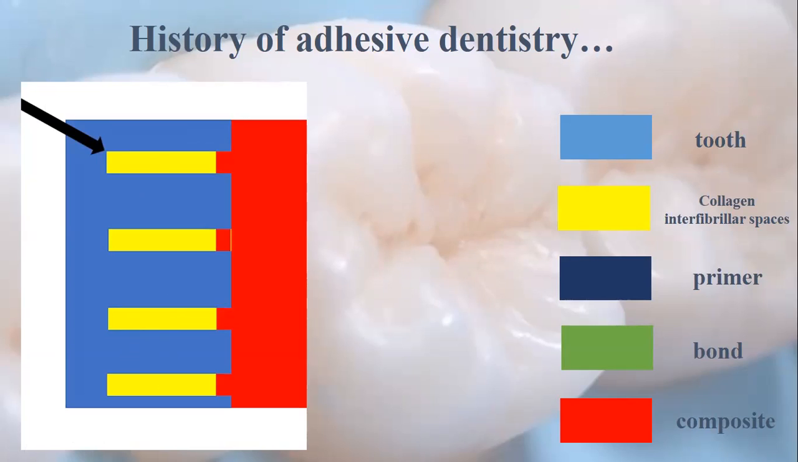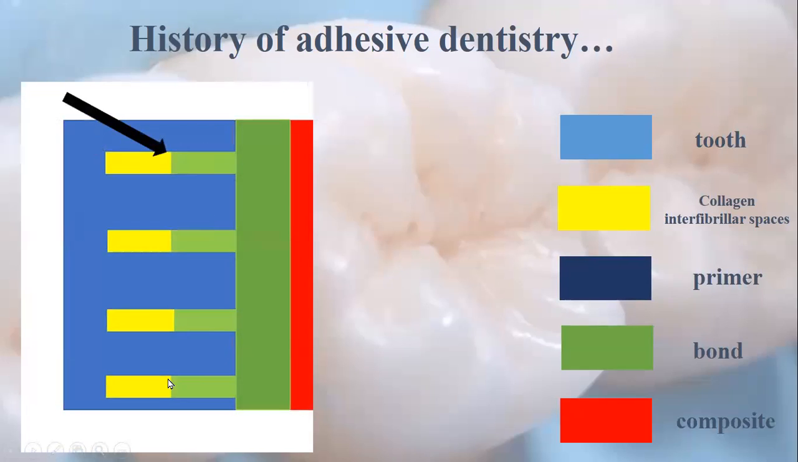But then there was a problem. This composite that you see here is too viscous to occupy these spaces. So then scientists said, we need a less viscous material which can be able to flow into these spaces. So in came the bond. So this bond is made of resin, but it's less viscous than the composite. And as you can see, there was a bit of progress with regards to occupying this space between the composite and the tooth. So now we have three steps. We have the etching, the application of the bond, and then the composite. But still, there was a problem.